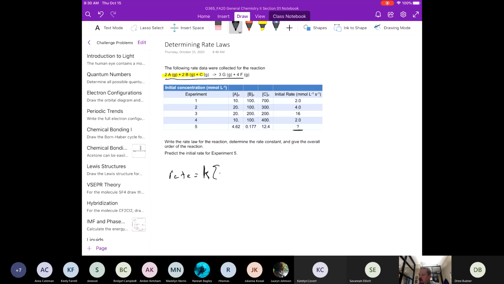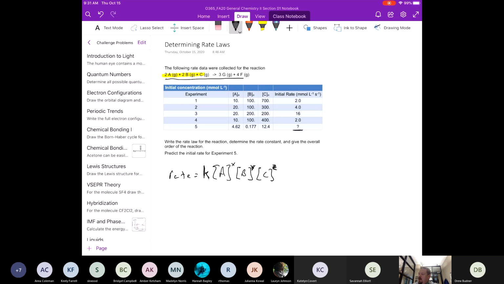times the concentration of each one of those reactants, right? And each one of those reactants is going to be raised to some exponent, and they could be the same or they could be different. So I'm going to call them X, Y, and Z. All right. So that's the general form of the rate law. Rate is equal to lowercase k, the rate constant, times the concentration of each reactant raised to some exponent.